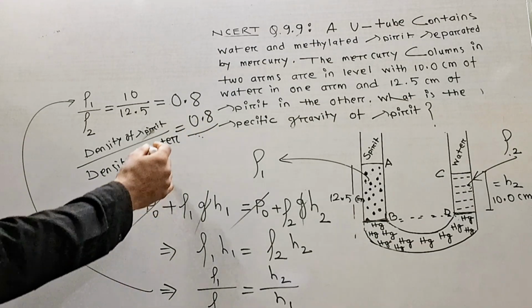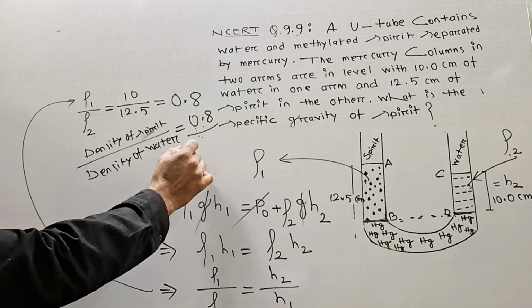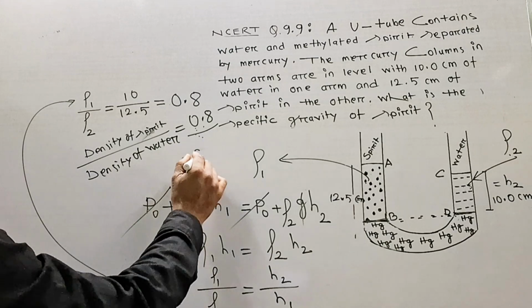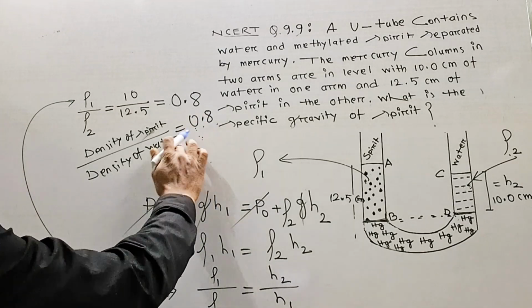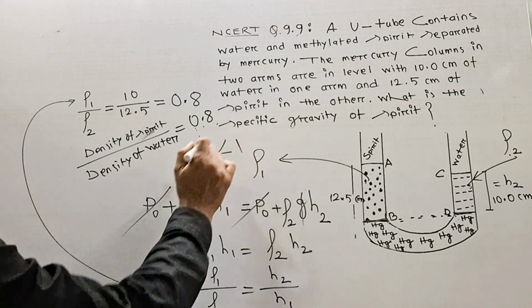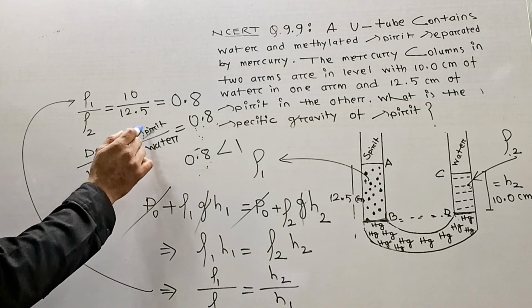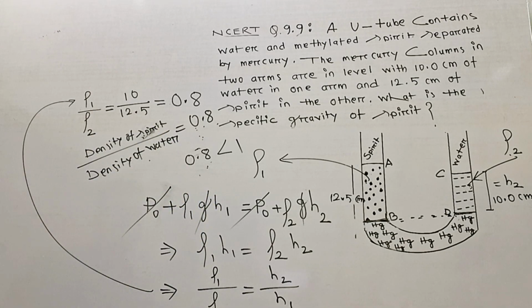So specific gravity 0.8 means what? It is 0.8 times the density of water. Actually 8 by 10. That means water is denser than spirit, as 8 by 10 is smaller than 1. From here also you can say that at 0.8, the relative density or specific gravity of spirit is smaller than 1. That means spirit is rarer than water. Water is denser than spirit. I hope it's clear. Thank you.